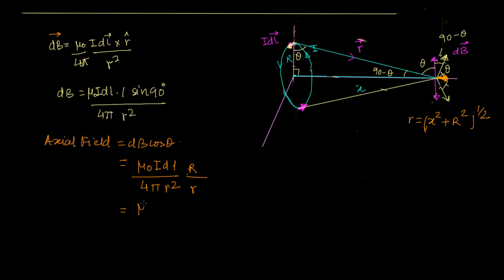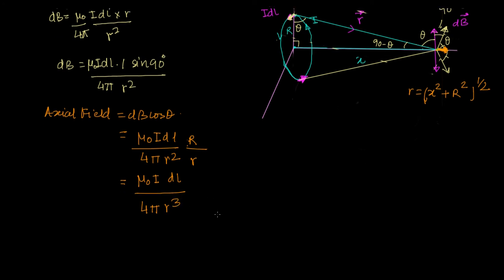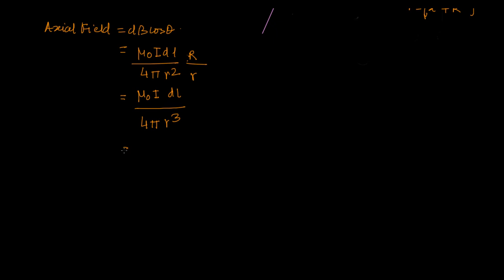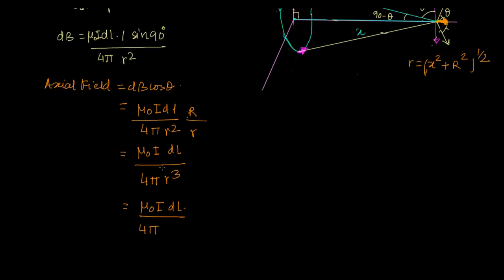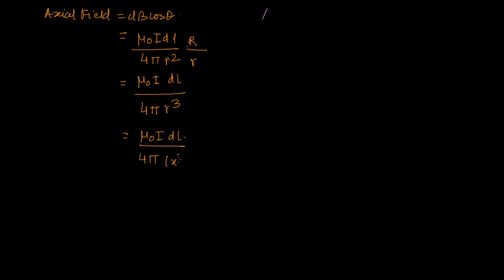Now that becomes mu naught I dl upon 4 pi r cube, is it not? Now that becomes mu naught I dl upon 4 pi, x square plus r square to the power 3 upon 2. Right, this extends like this, right?